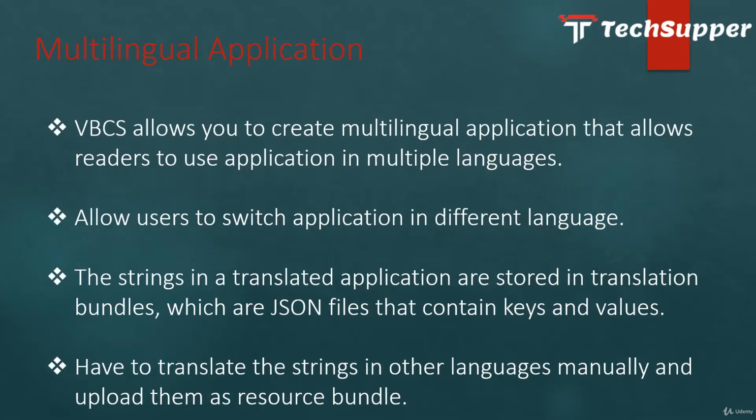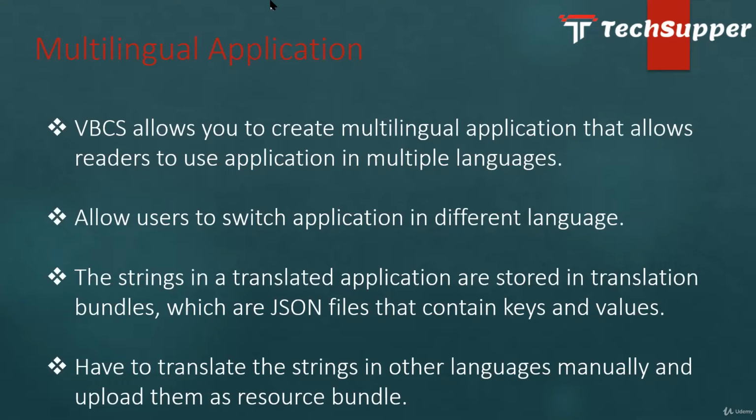The strings in a translated application are stored in translation bundles, which are JSON files that contain keys and values. We have to translate the strings into other languages manually and upload them as a resource bundle in the VBCS application. This is not an automated way. We have to create the strings in a specific language and upload them so that during runtime, the specific string can be rendered in the selected language. So let's go ahead and create a web application which can be viewed in 3 different languages: English, French, and then German.